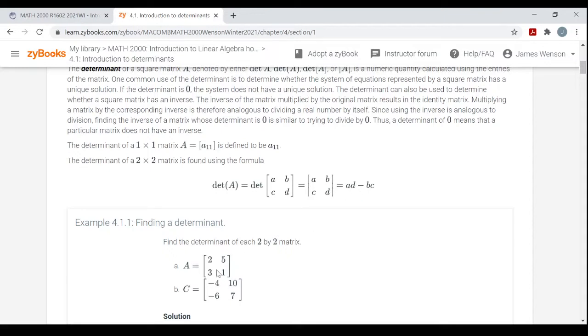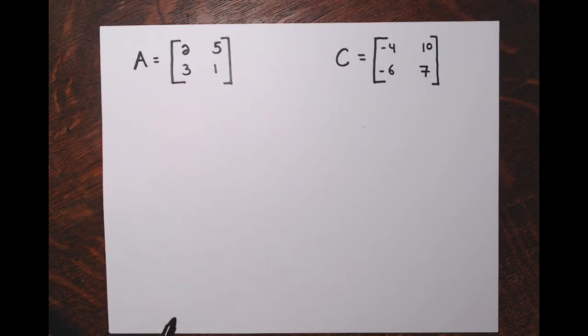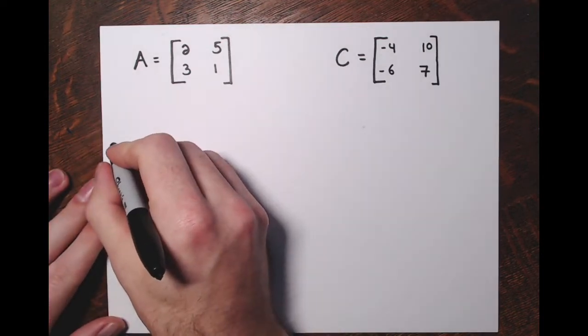Okay, so I'll just go through these examples here on a piece of paper. Find the determinant of each 2 by 2 matrix. Here I've written both of the matrices in question, and I'll start with this first one, matrix A.